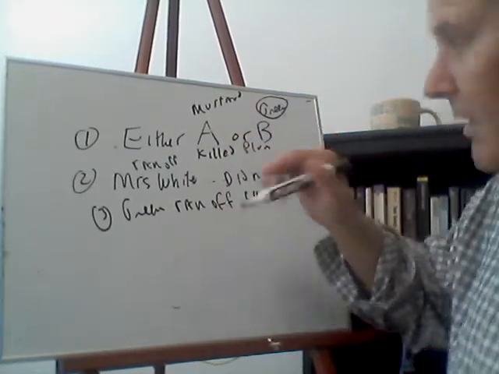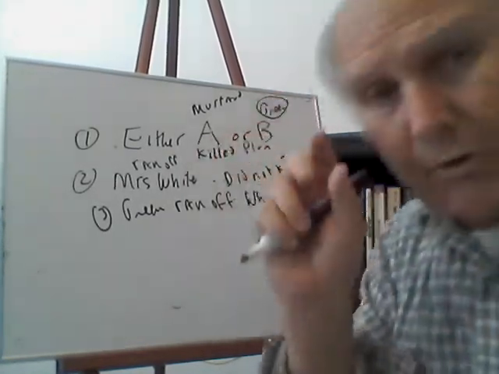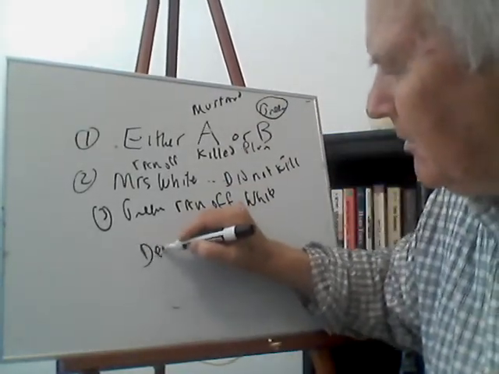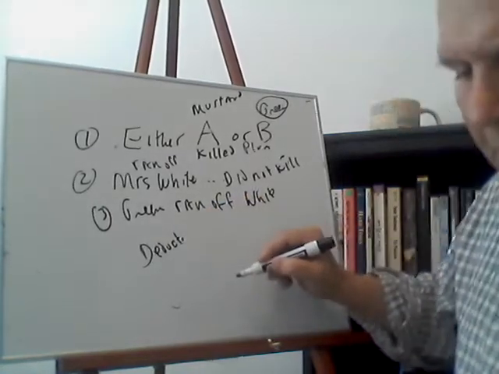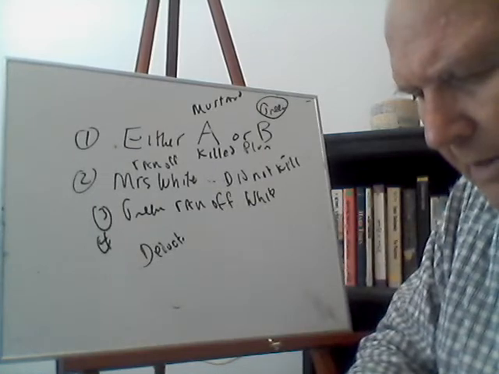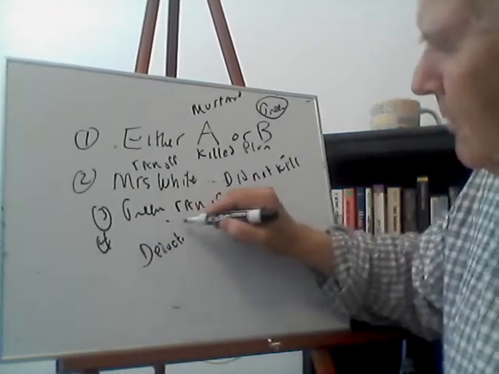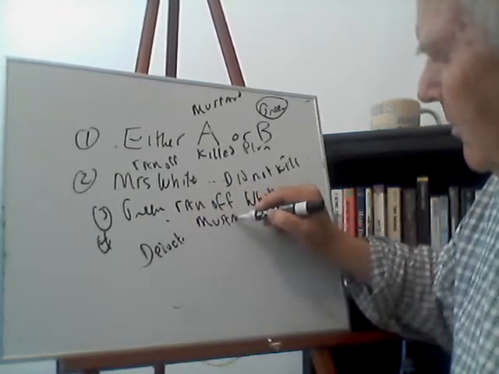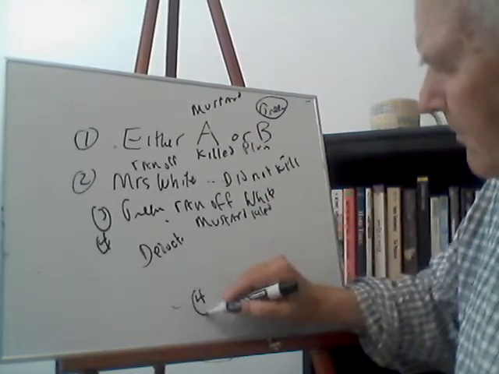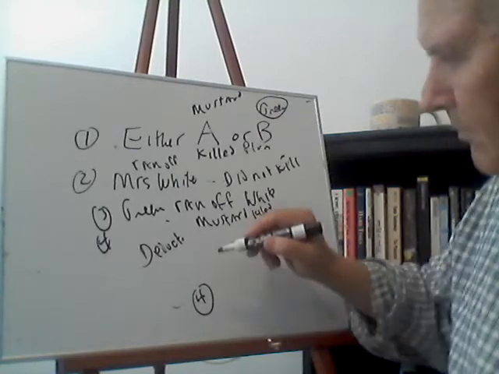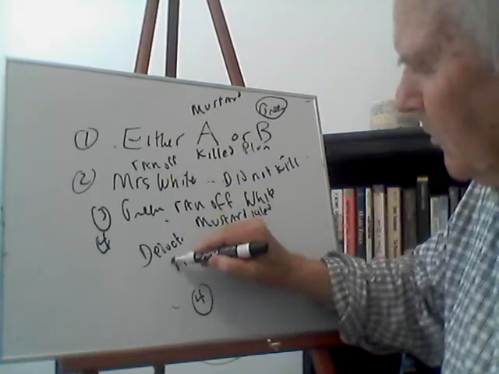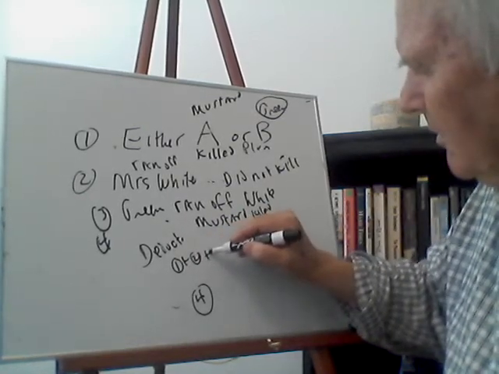Okay, so this is it has to be. If the premises are correct, the conclusion has to be the case. So this is a deductive argument. Deductive. The conclusion is statement 4. Colonel Mustard killed Plum. So Mustard killed Plum. So 4, because of, let's see here, I guess 1 plus 2 plus 3.